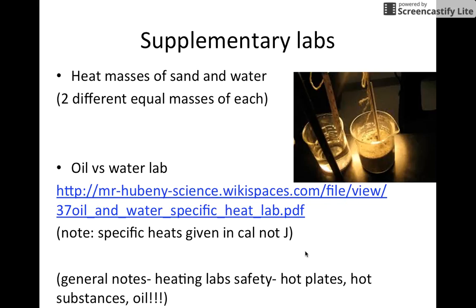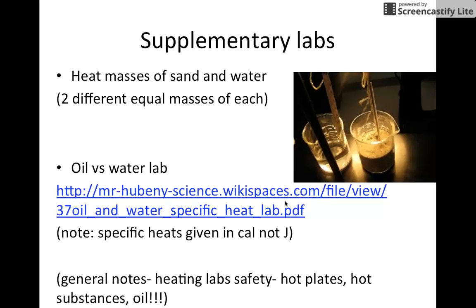And I like to follow up with some supplementary labs, having them heat masses of sand and water. So a small amount of sand, a small amount of water, equal masses: how do they change temperature? And then bigger masses, so that you can compare how mass affected the temperature change, and how the different substances affected how easy it was to change the temperature, again related to specific heat.